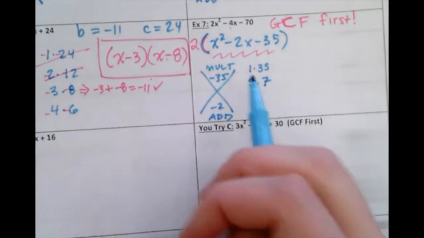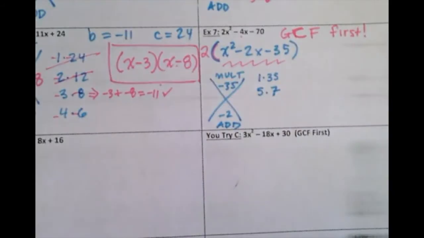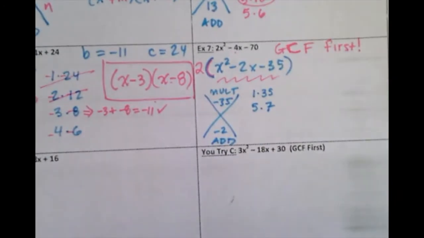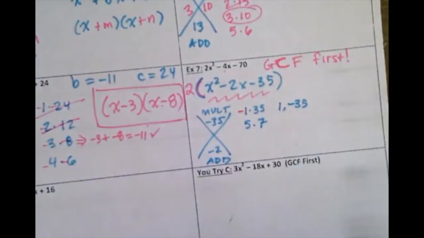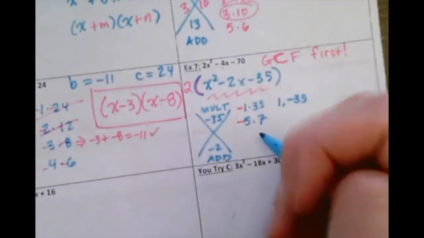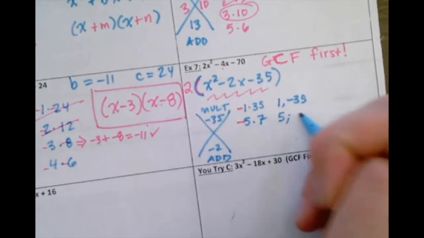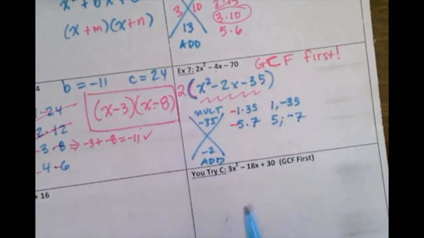Now I know that these multiplications will give me positive 35, but I want negative, which means that one of my two factors would have to be negative, right? So we have to have two different sets of options. We can do negative 1 and positive 35, or positive 1 and negative 35, and then we could do negative 5 and positive 7, or positive 5 and negative 7, right?